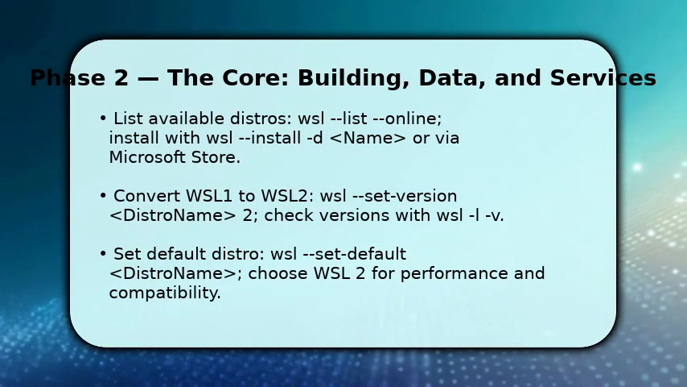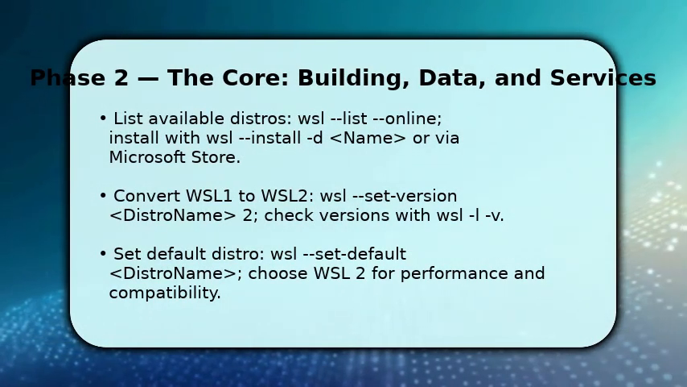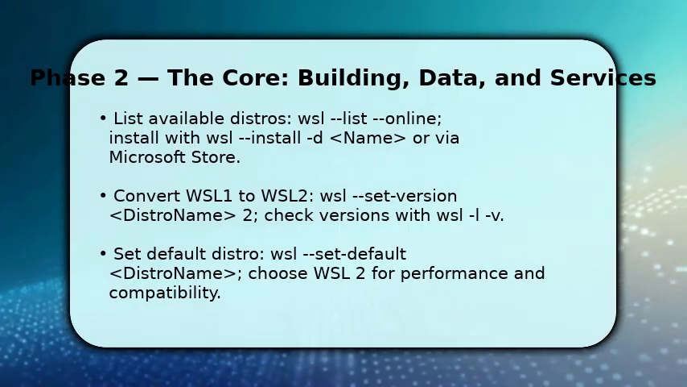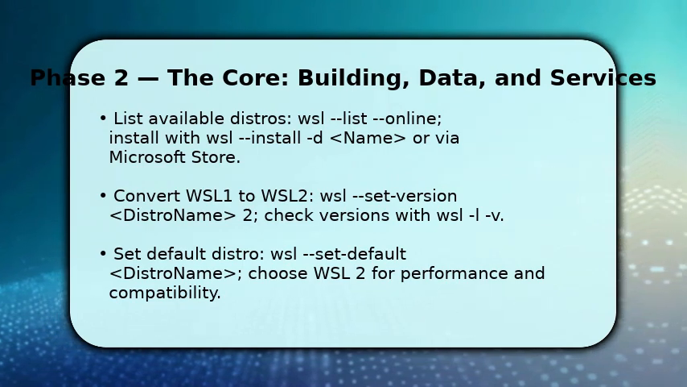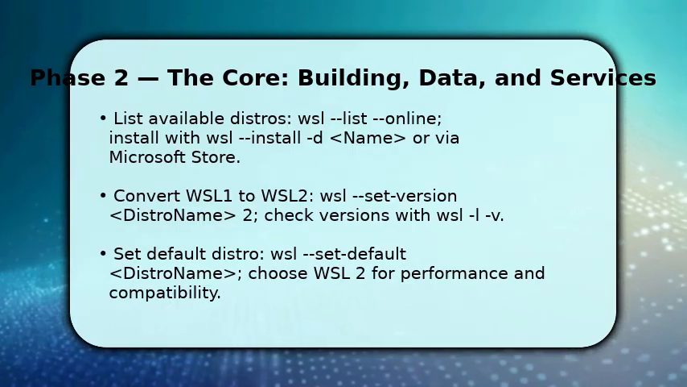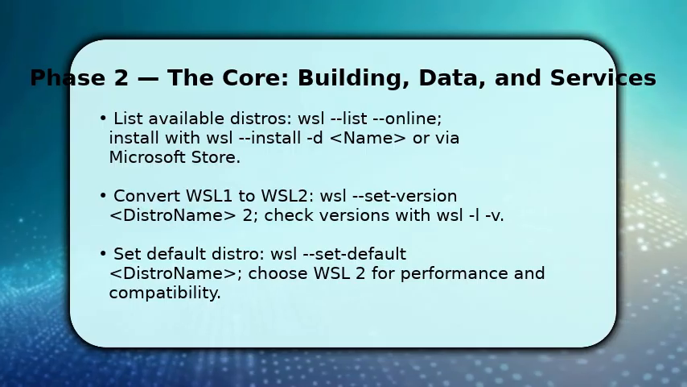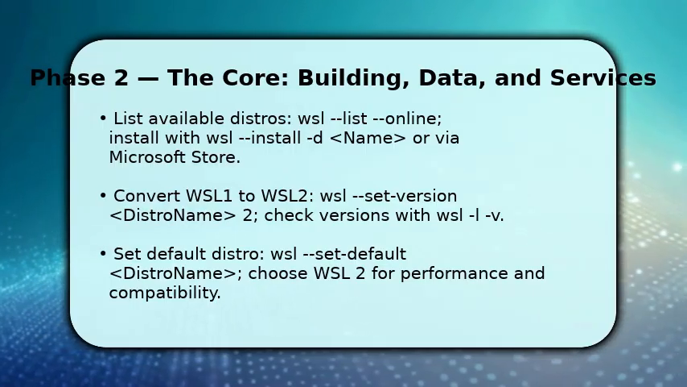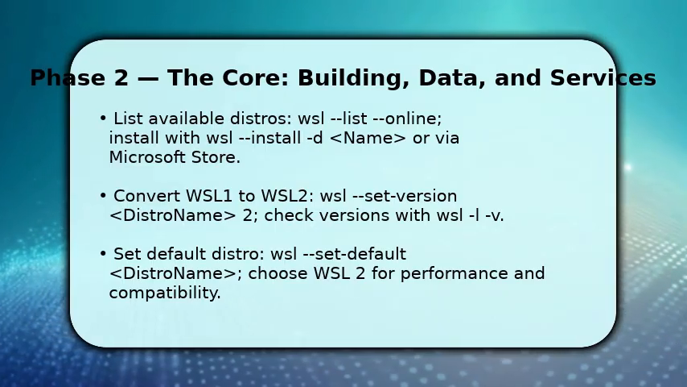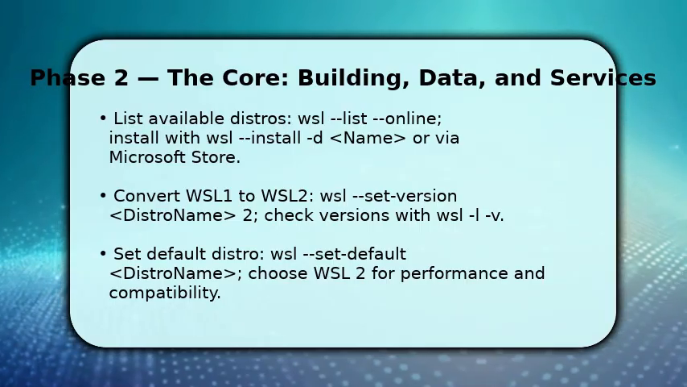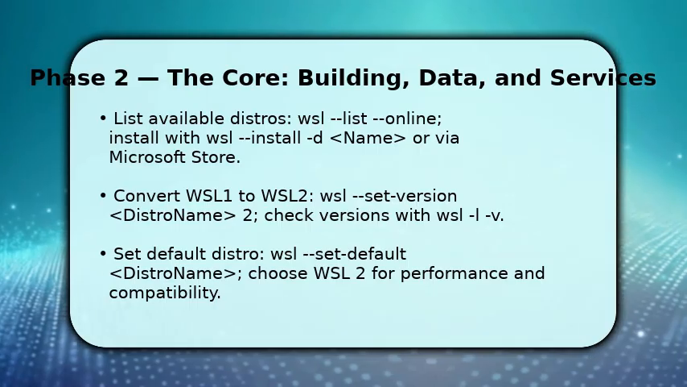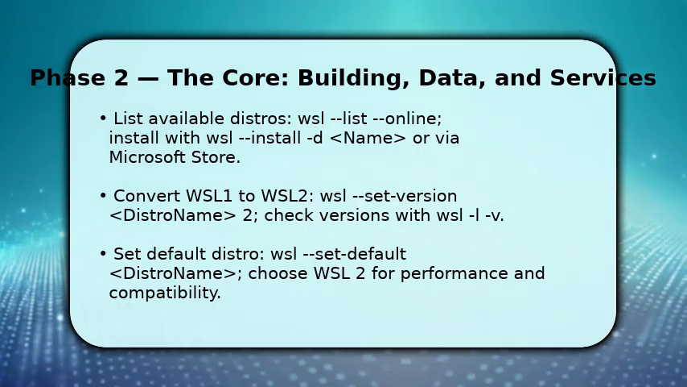Once the system supports WSL2, pick and install a distro. You can run wsl --list --online to see options, then wsl --install Ubuntu or install from the store. Once installed, run wsl -l -v to view state. If an existing distro shows version 1, convert it with wsl --set-version <distro name> 2. This upgrades kernel behavior and improves file performance. Make sure to set your preferred distro as default with wsl --set-default, so commands land in the right environment.